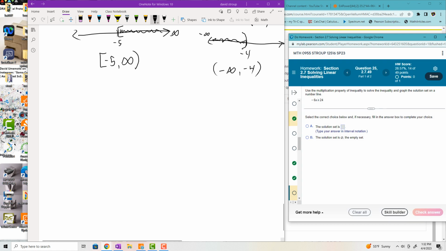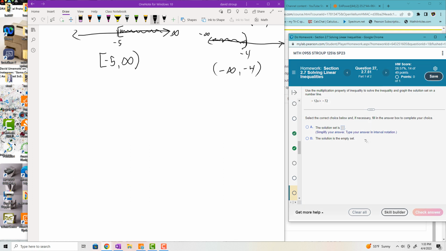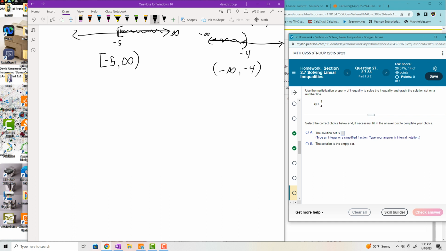Okay, yeah, and so on and so forth. So this one, you're going to divide by negative 6. You've got to change the direction of the inequality. Again, here, you divide by negative 12. You have to change the direction of the inequality. Here, you're dividing by negative 4. We might as well do one.